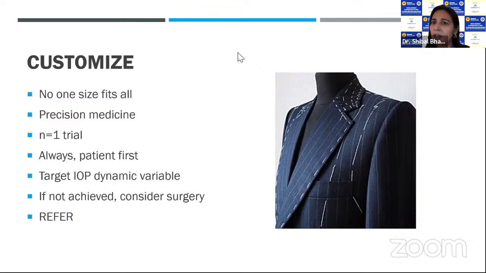Remember, this is the era of precision medicine and you have to customize. No one size fits everyone, and there's always an N of 1 trial. Each one patient of yours is going to react differently to absolutely everything. Put your patient first when you take a decision.